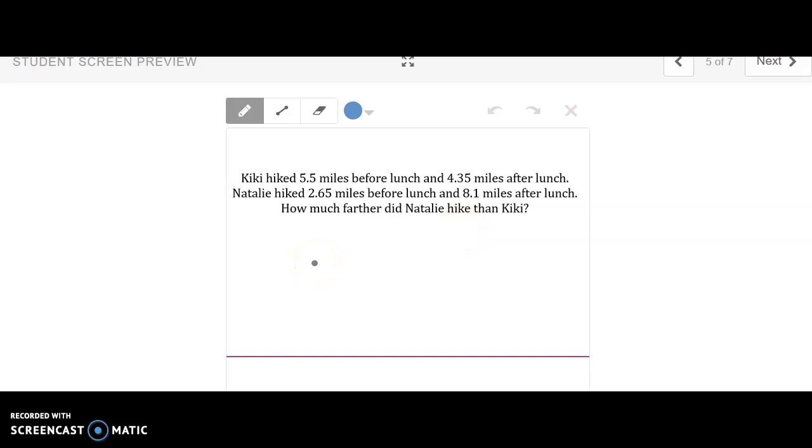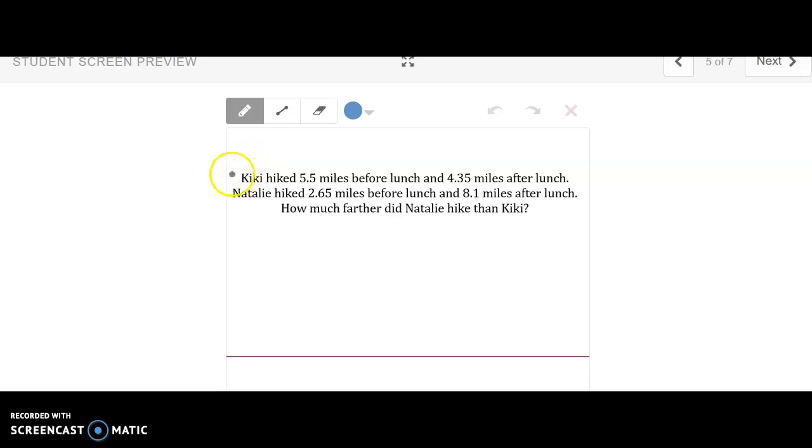Girls, let's take a look at slide number 6 in our Desmos for today's lesson. It is a real world problem. We need to read the information, come up with a plan, and then solve our problem. So let's read through it first.